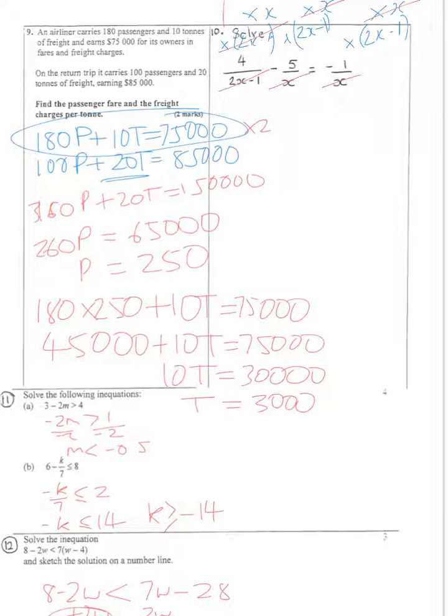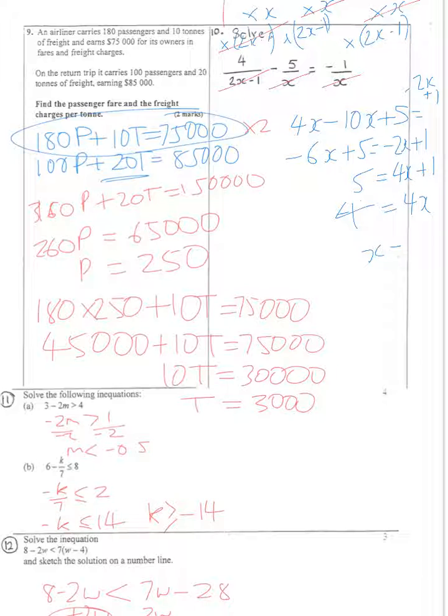So we have x times 4, which will be 4x. We have minus 5 times 2x minus 1, which will be minus 10x. The minus 5 times minus 1 will change to a positive 5, and we'll end up with negative 1 times 2x, which is negative 2x, and negative 1 times negative 1 is positive 1. Okay, so therefore let's collect like terms. So we get negative 6x plus 5 equals negative 2x plus 1. Let's add 6x to both sides. So we get 5 equals 4x plus 1. Take away 1, and you get 4 equals 4x. Divide by 4, and you get x equals 1.